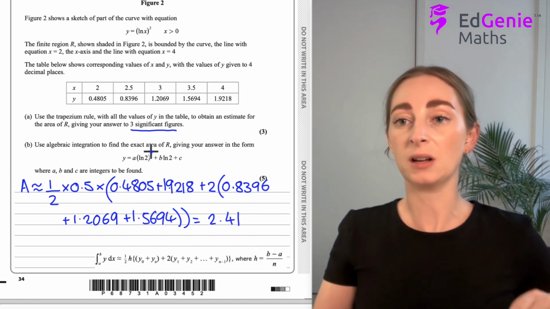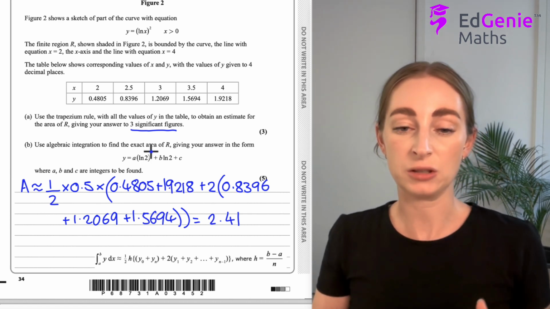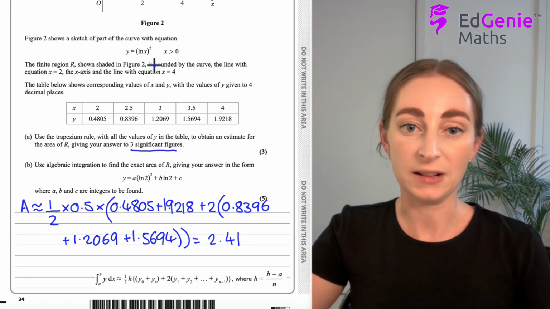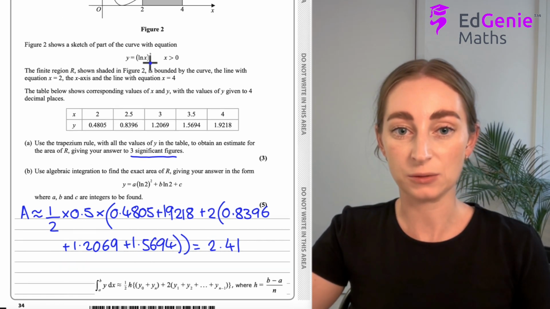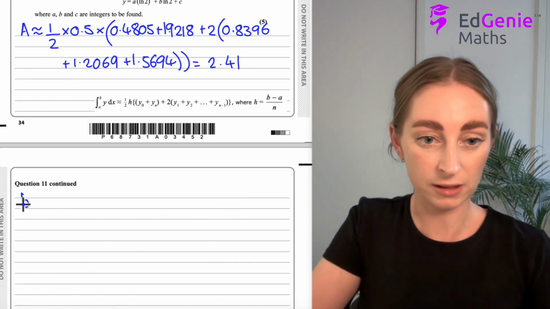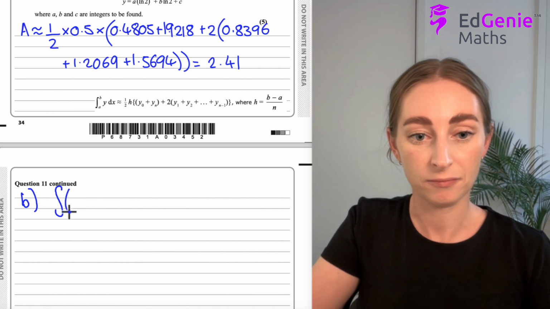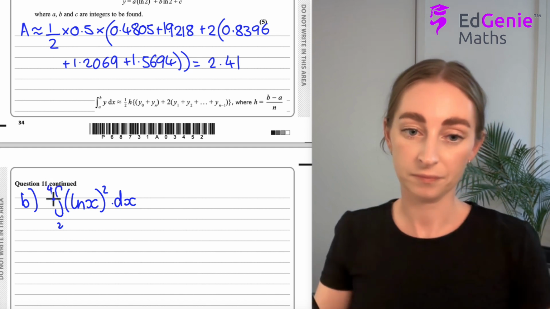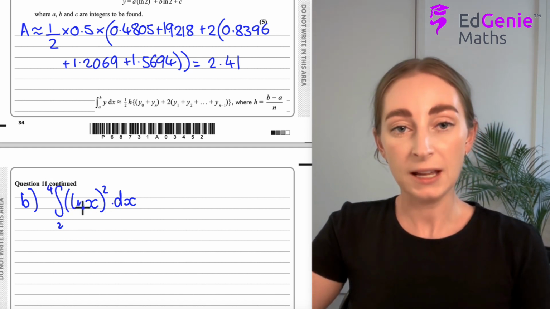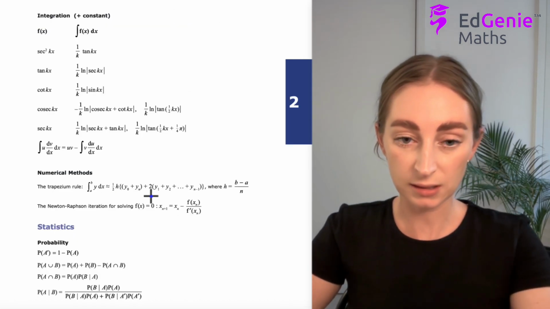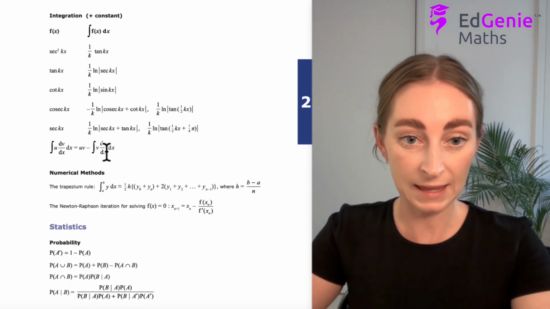So it means we can't just whack it all in our calculator at the end, it wants it in exact form. So we're basically integrating this, ln x all squared, between 4 and 2. So let's write that out. Okay, we're going to have to use integration by parts. So let's go to the formula booklet, and we have it here.